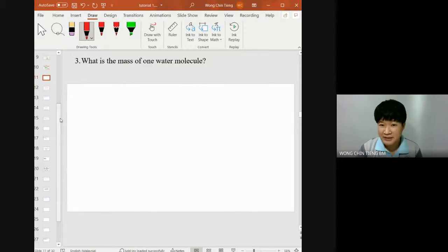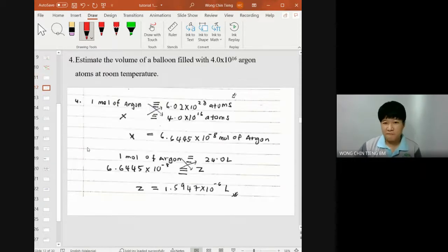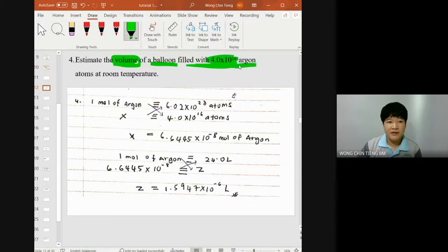Soalan 3 kita dah bincang semalam, so we move to question 4. Okay. Sama, masih kepada teknik menjawab soalan. And pretty simple question and I pretty love the technique. Okay. Just estimate the volume of a balloon filled with 4 times 10 to the power of 16 argon atom. Alright. So yang diberi is actually number of particle.